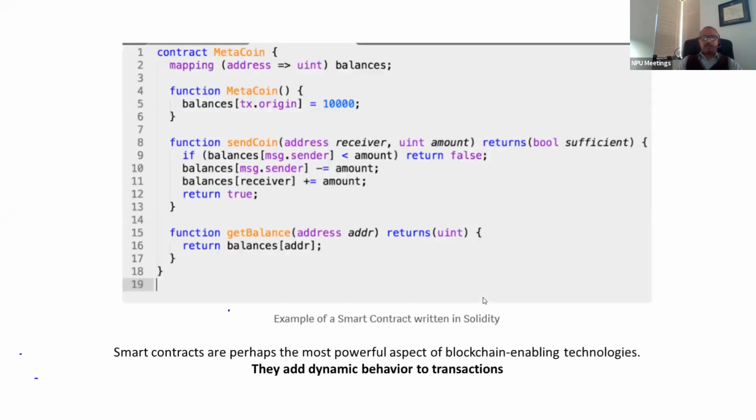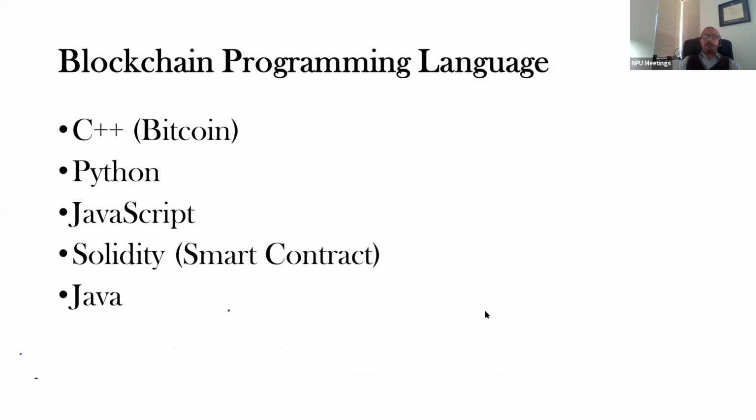And this is an example of a smart contract written in Solidity. If you are really into smart contracts, please spend some time learning Solidity. It's a very easy, straightforward programming language, especially if you have done programming before. There are tons of programming languages, not just the one you have on the screen. There are new ones like the Move language, which was created for Libra by Facebook. But those are the common ones.